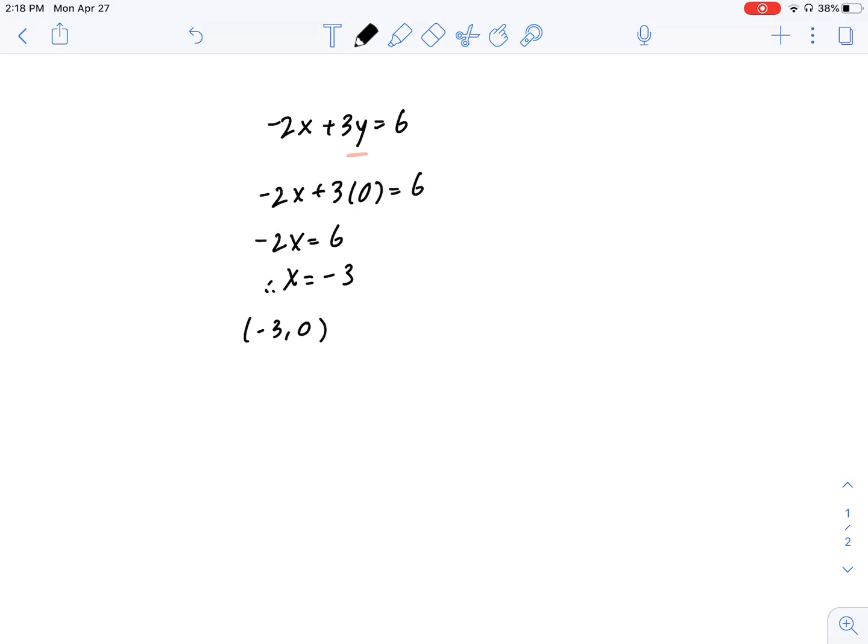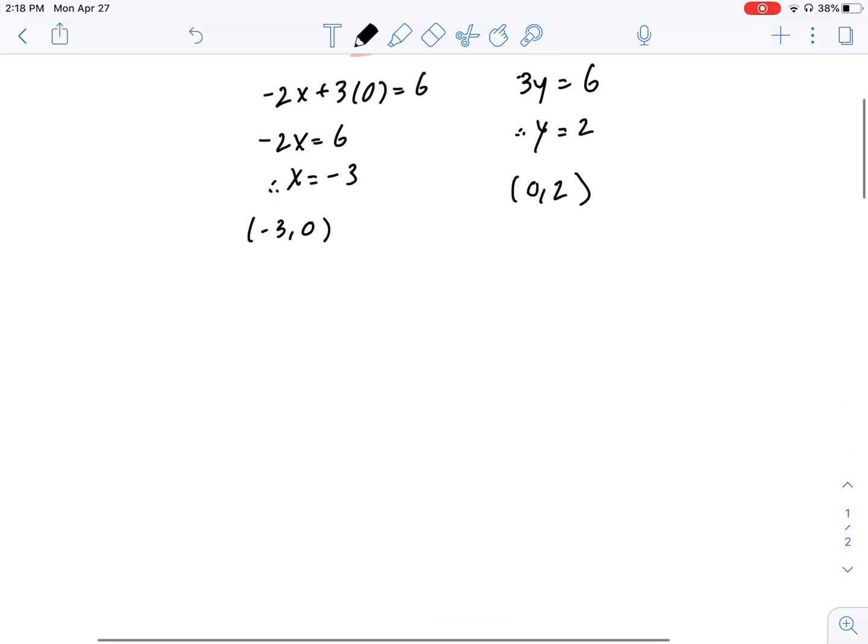Let's replace our x with 0 and solve for y to find our y-intercept now. 3y equals 6, divide both sides by 3 to give us y equals 2, and our y-intercept at 0, 2.